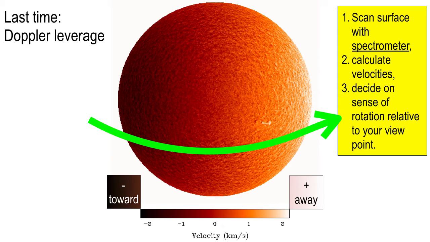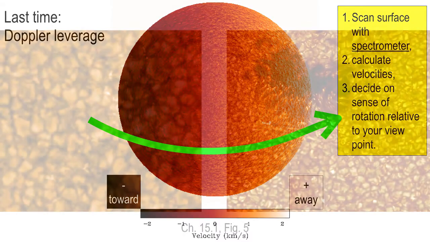So here's the logic anyways. Number 1, you scan the surface, the left, the right, the top, the bottom, as small of an area as you can. You map out your velocities, and it's coded by color here. And so number 2, you calculate the velocities and you map it out. And then number 3, you decide the sense of rotation relative to your point of view.